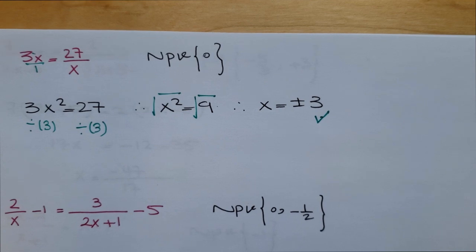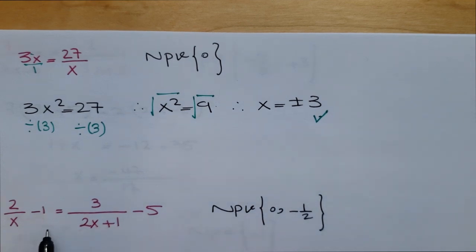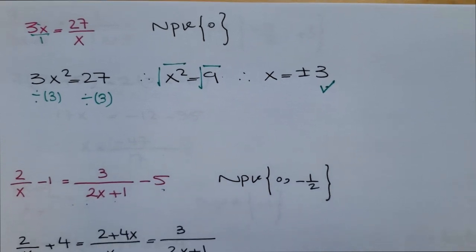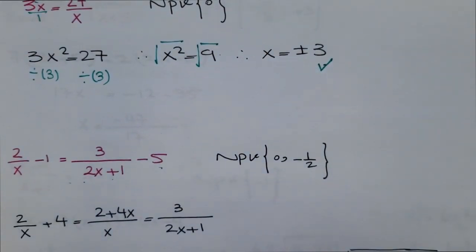Another example would be 2x minus 1 equals 3 divided by 2x plus 1 minus 5. As I just mentioned, start with NPV. X cannot be 0. 2x plus 1 cannot be 0. So the NPV values are 0 and -1/2.